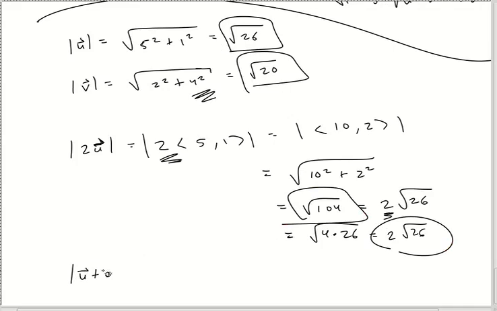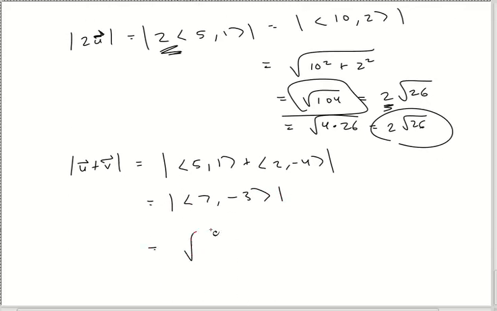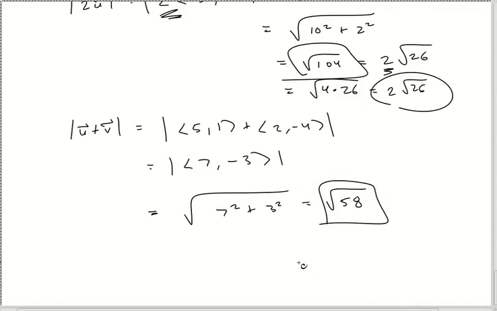Magnitude of u plus v. Notice that I definitely have to add first, and then I can go and find the rest. Make sure to have that negative this time, okay? We haven't gotten to absolute value sign yet. So 5 plus 2 is 7. 1 minus 4 is negative 3. And this guy, I'm going to do that Pythagorean Theorem. 7 squared plus 3 squared. I'm actually going to double check myself in the calculator. I got 58. Sure enough. Square root of 58.